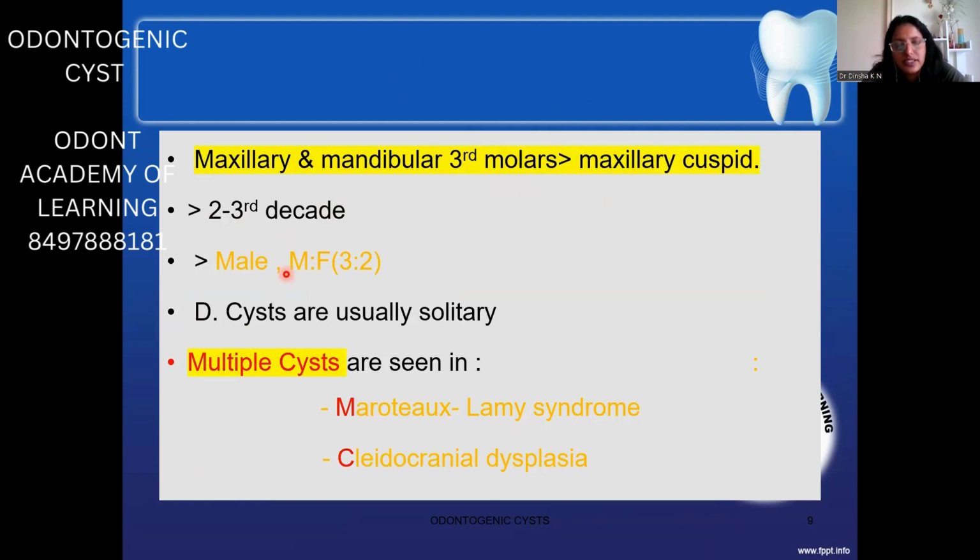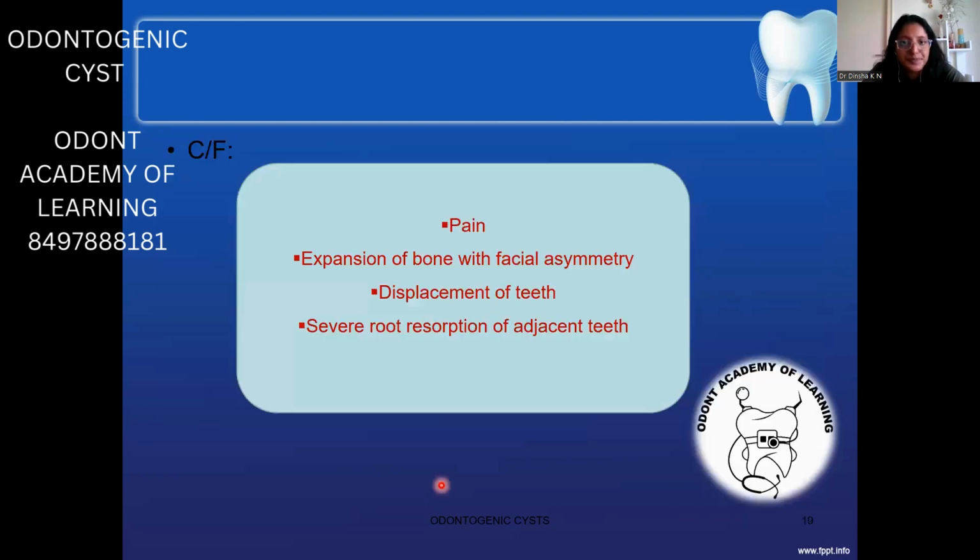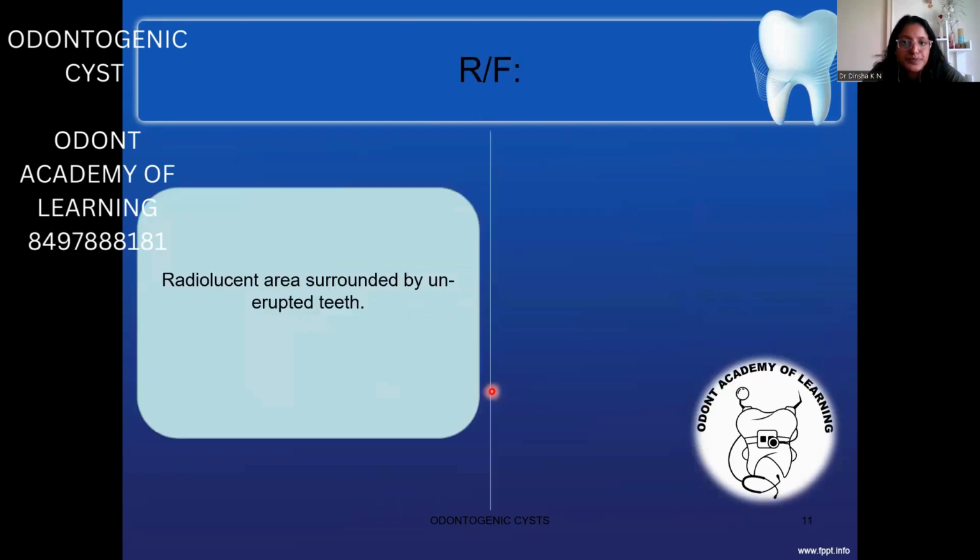We would usually see one dentigerous cyst, but there are situations wherein you can see multiple cysts in the oral cavity. Usually it is associated with some syndromes. There are two syndromes given here in which there can be multiple dentigerous cysts: Maroteaux-Lamy syndrome and cleidocranial dysplasia, wherein you can see multiple odontogenic cysts. The clinical features would be that the patient will usually have pain, and there is expansion of the bone with facial asymmetry, displacement of the teeth, and severe root resorption of the adjacent tooth.